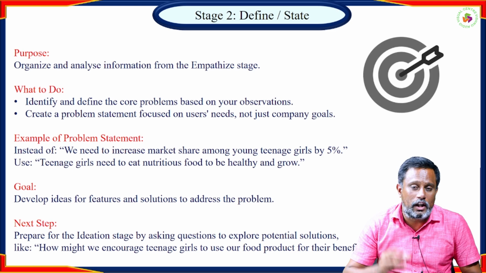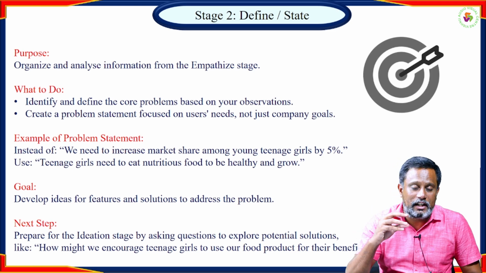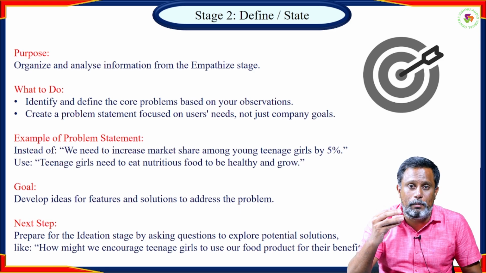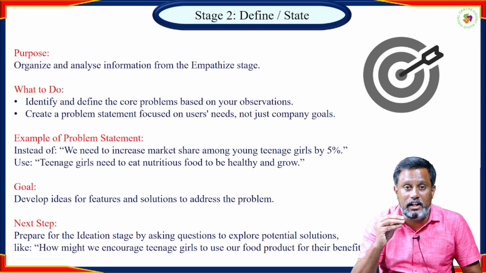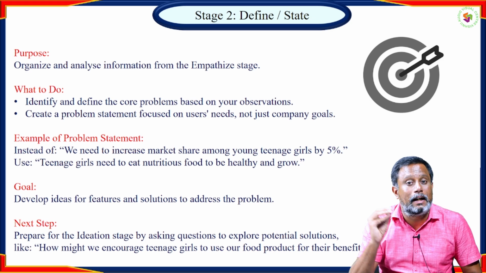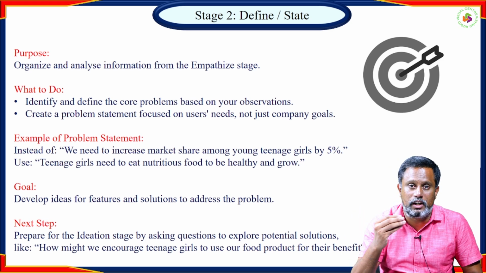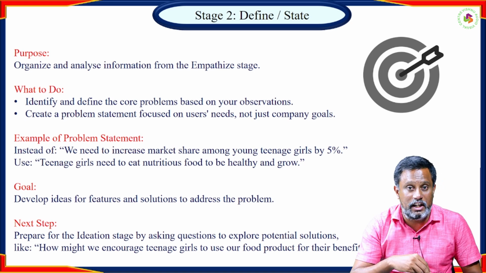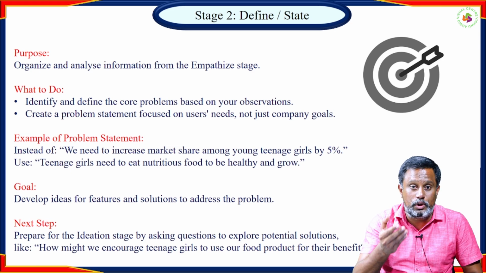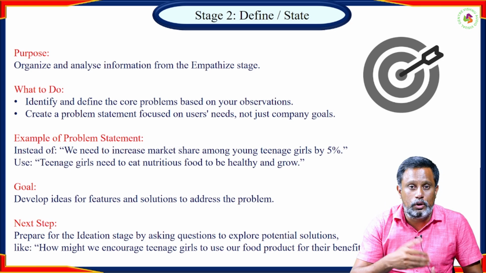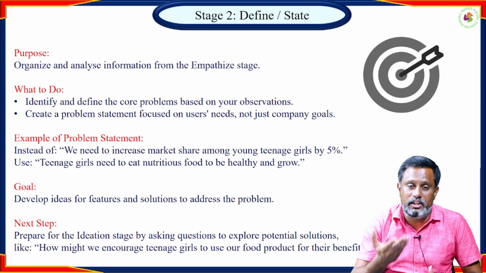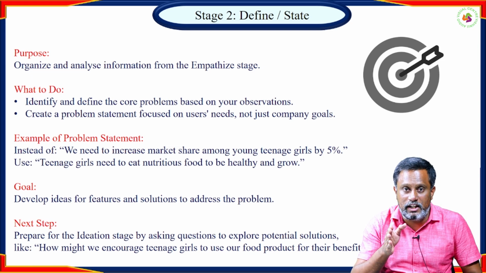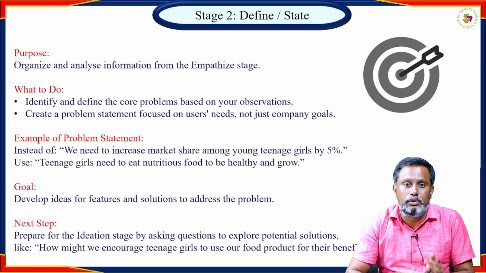In the define stage, we take the inputs received from empathy and convert those problems into exact problem statements. We need to define the user's problem, not the company's goals. For example, instead of writing "we need to increase nutrition food selling to teenage girls," we write "we need to give nutrition food to teenage girls so they become very healthy and grow faster." We state the problem statement in a way that serves society and solves the user's needs. Then we give that problem statement to the next stage.